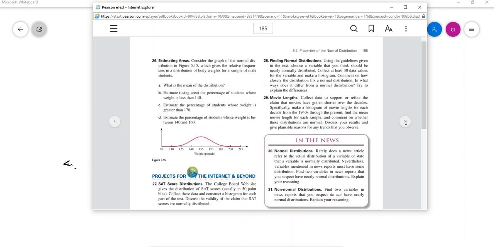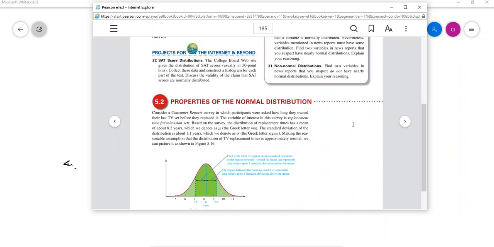I don't know where the, in fact, let me check real quick. Okay, so section 5.2 starts here, page 185.